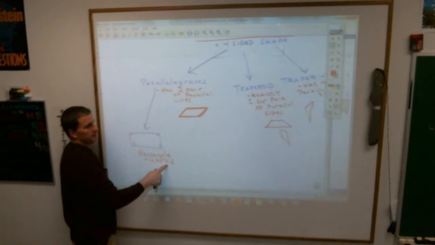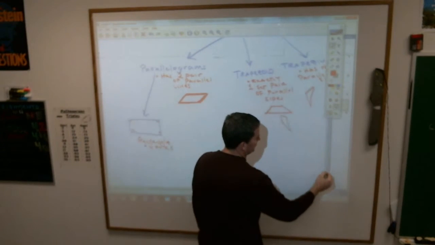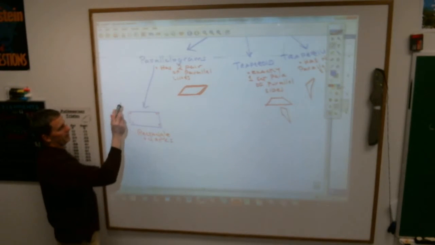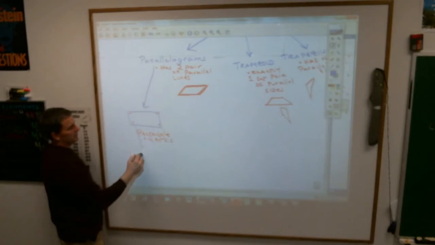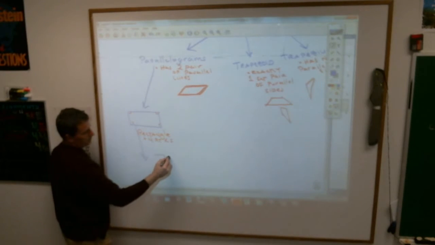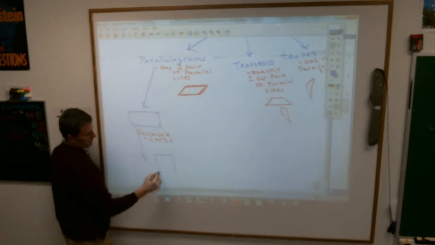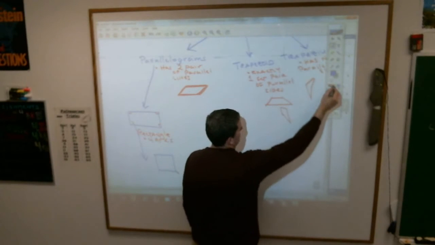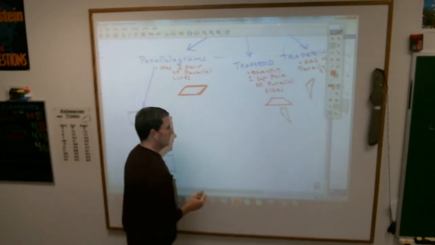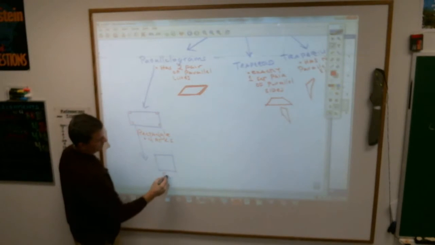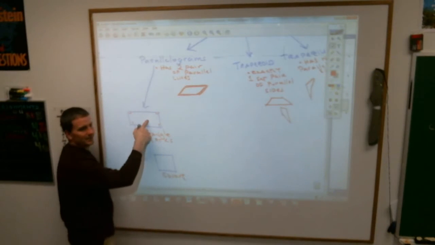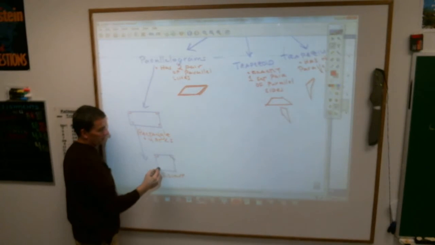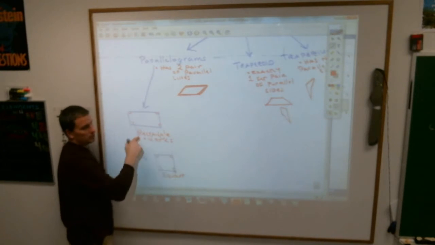Now, not to confuse you anymore, we've got special types of parallelograms that are also rectangles that look like this. What is the name of that shape? It is a square. But what makes a square a square? By the way, a square is a rectangle because the only thing something has to have to be a rectangle is 4 right angles, and squares definitely have 4 right angles. So every square is also a rectangle.